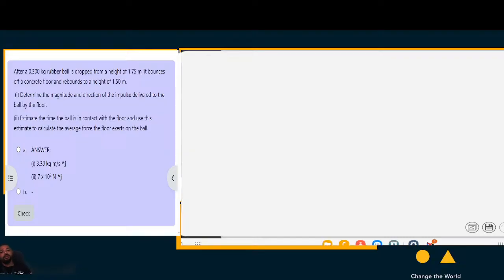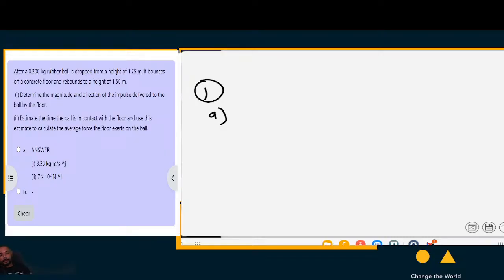Now they ask us, question 1A, determine the magnitude and the direction of the impulse. Remember here, we are only working in one direction, the y direction, so let's call it the j hat direction. So we know that our momentum will be in the j hat direction.